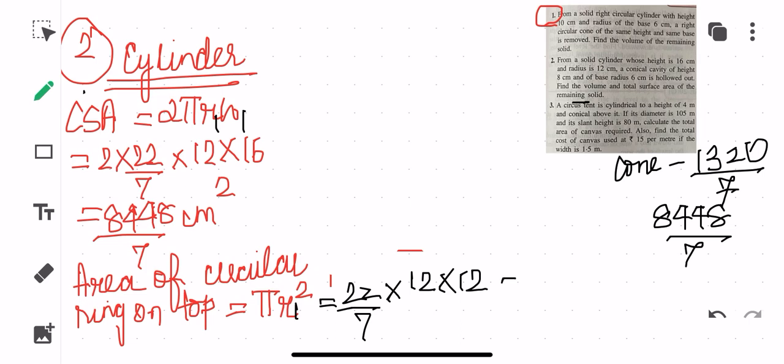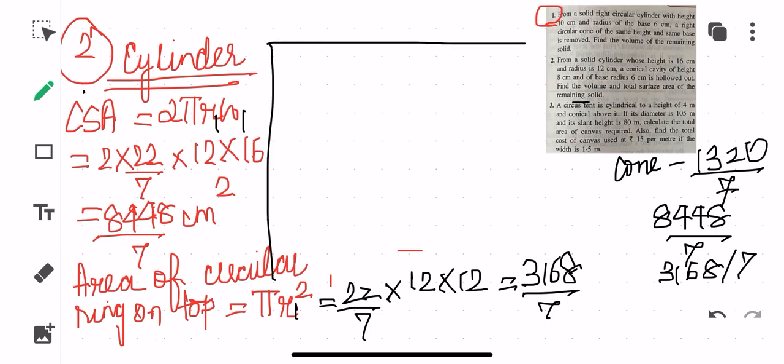Now I have to calculate this. So the area of this on top is given by 12 into 12, which is equal to 144. So 144 into 22. How much is this equal to? This is coming out to be equal to 3168 divided by 7. So this is the third thing that we have calculated, 3168 divided by 7. Now we will be moving to the area of the base of cylinder.